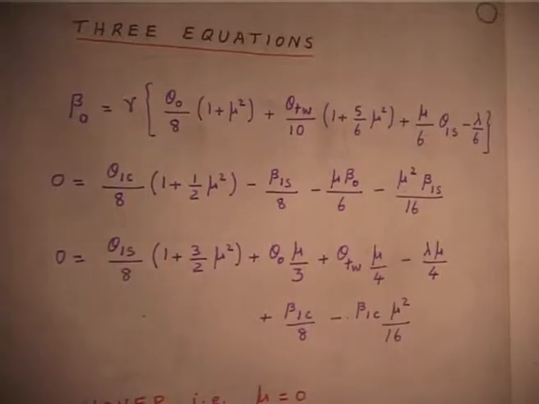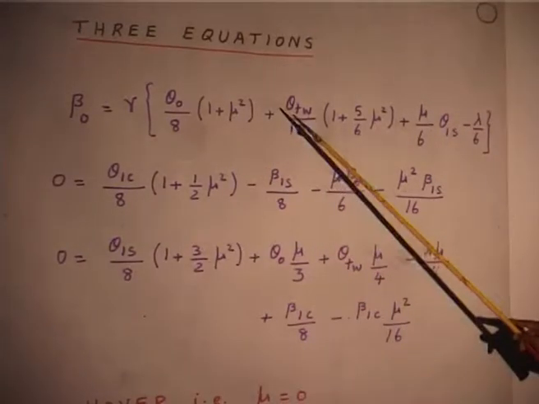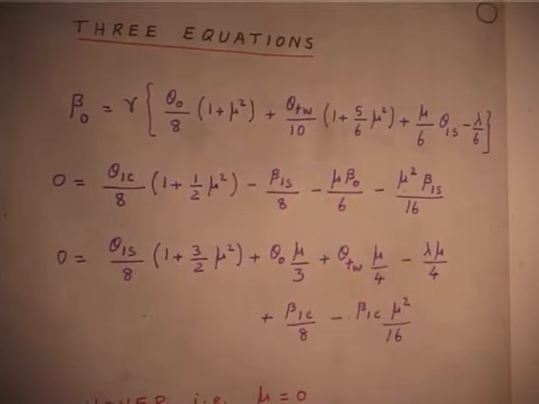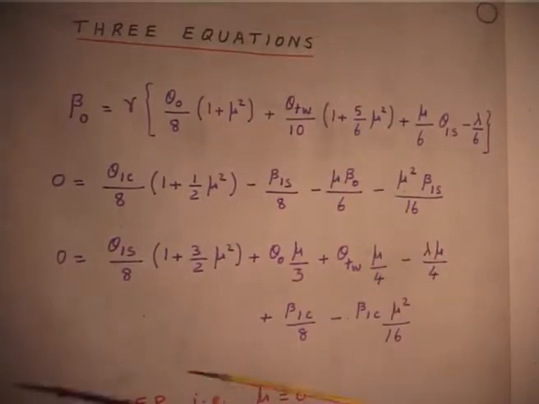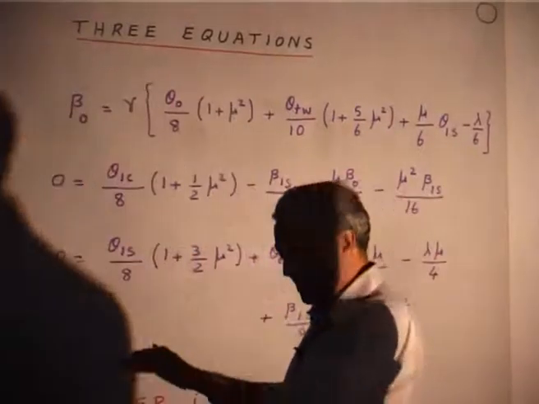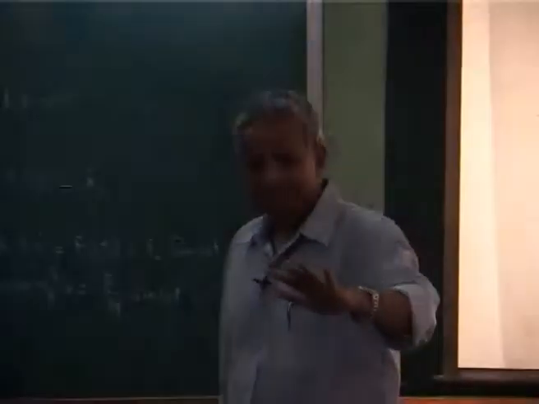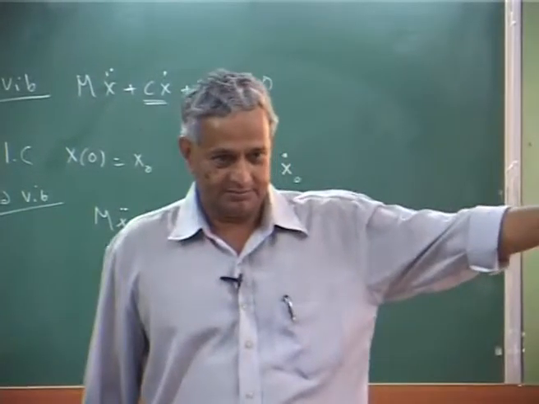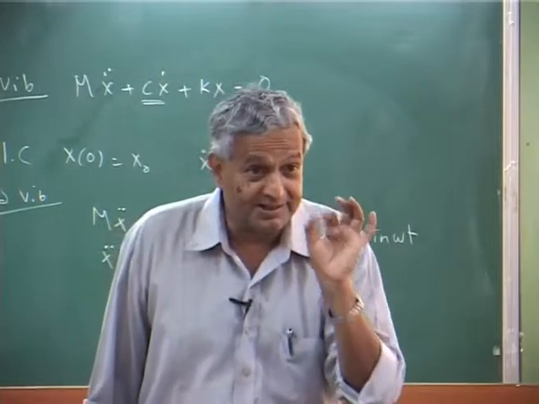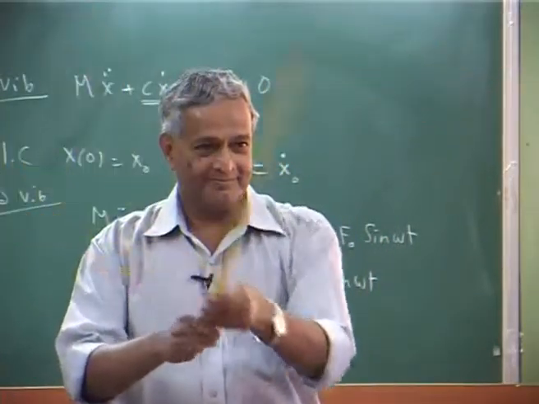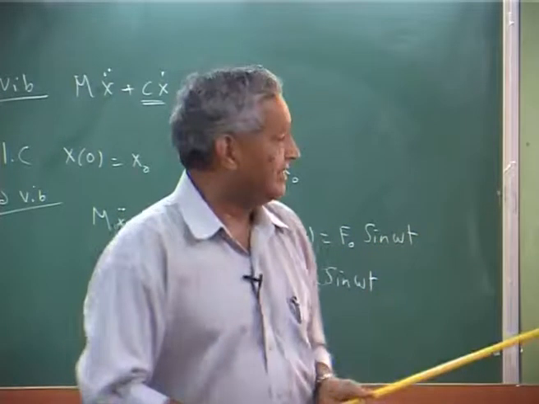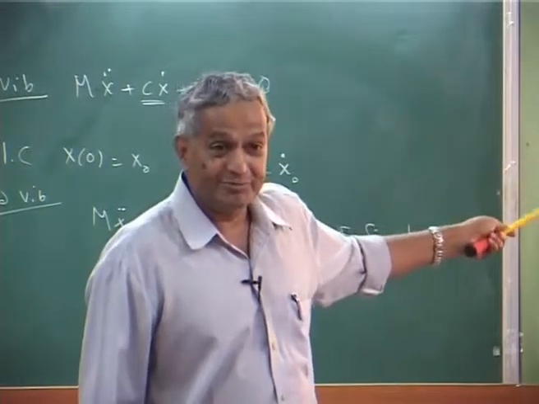So, if you are given theta naught, theta 1 c, theta 1 s, mu, lambda, gamma, you can get beta naught, beta 1 c, beta 1 s. That means, if you are specified the operating condition of the rotor, I can get the flap response. Steady state flap response, please understand, steady state means the blade will keep on doing the same thing, okay. And that is what we are getting from this equation.